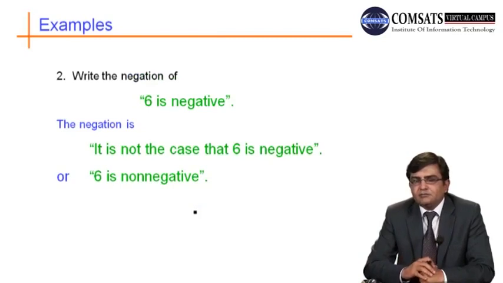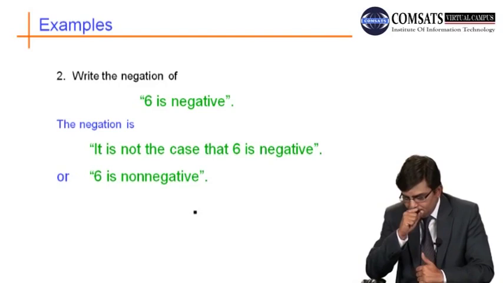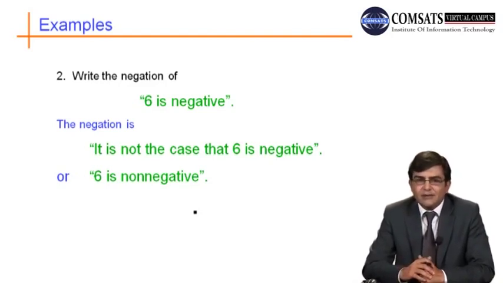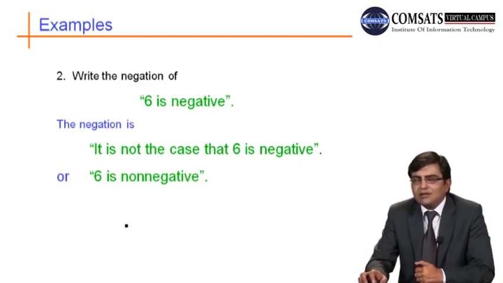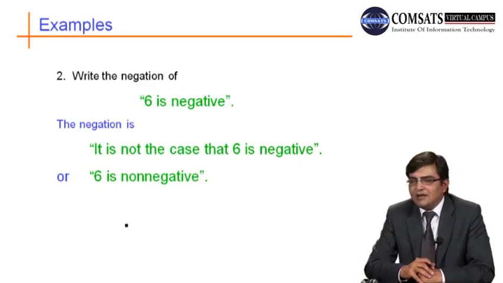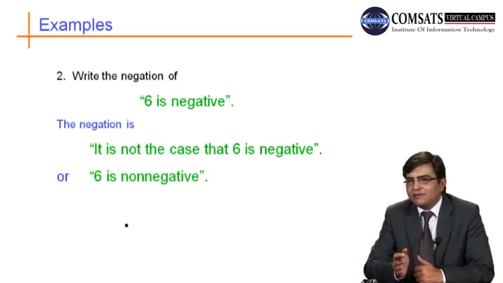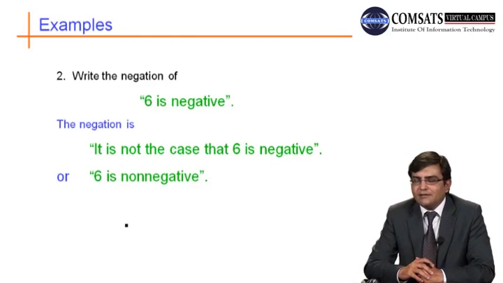Another example of the negation. What is the negation of 6 is negative? Suppose that 6 is negative, but it's not a correct proposition. It's a false proposition, because in mathematics 6 is not negative, 6 is positive. So the negation of this proposition we can write traditionally as: it is not the case that 6 is negative, or more simply we can say 6 is non-negative. Here please take care that we cannot write 6 is positive, because the negation of negative is 0 or positive. So it's better to say here 6 is non-negative, which is the correct negation of 6 is negative.